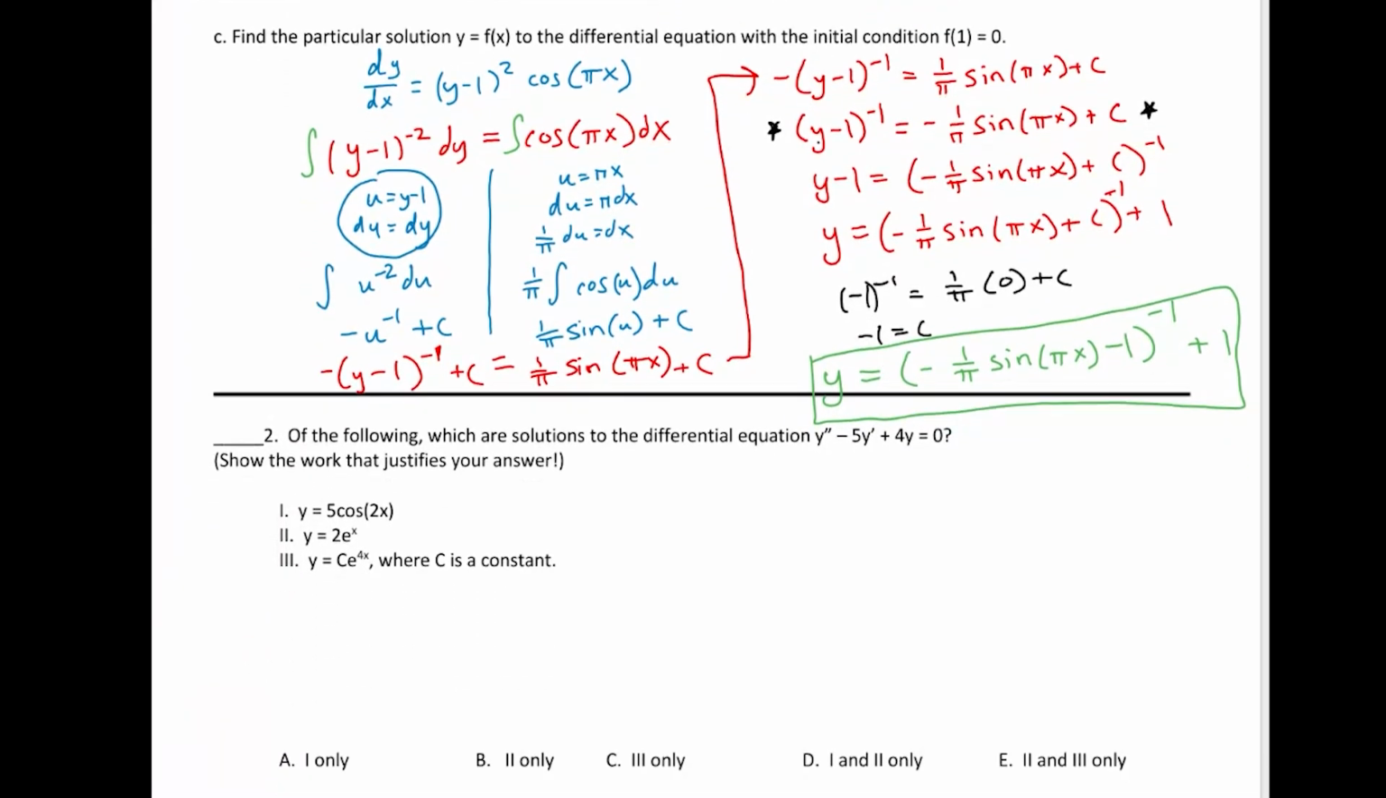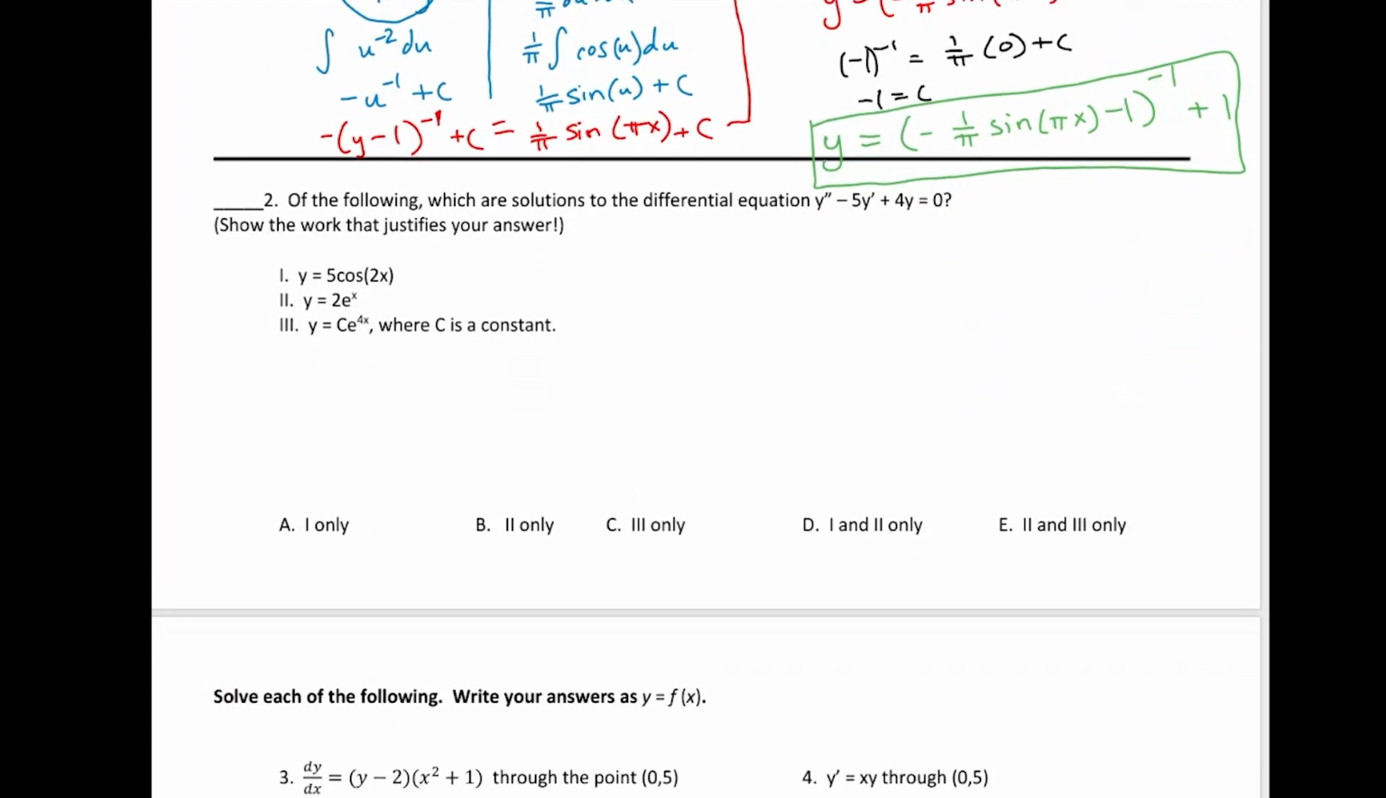All right, let's take a look at number 2. Of the following, which are solutions to the differential equation? Okay, so basically what we need to do is test each one of these by finding both the first derivative and the second derivative. So we really have like 3 problems in one here, and we just see whether or not they satisfy that equation. So let's start with the first one.